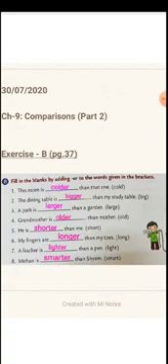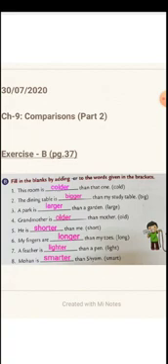Number 8, Mohan is dash than Shyam. So we are comparing two people here, Mohan and Shyam. For what quality? For smart. When we compare these two people, we have to add ER with the describing word. So smart will become smarter. Mohan is smarter than Shyam.